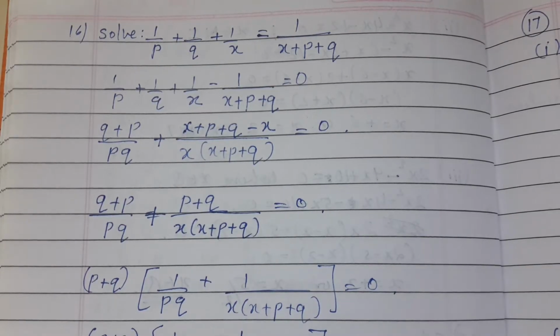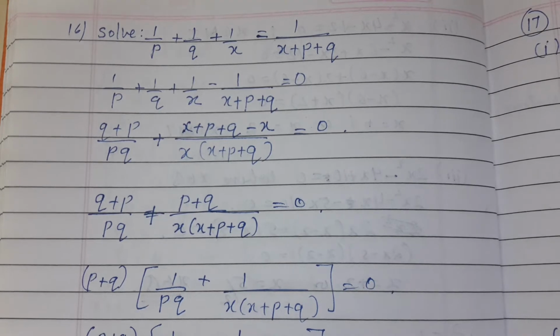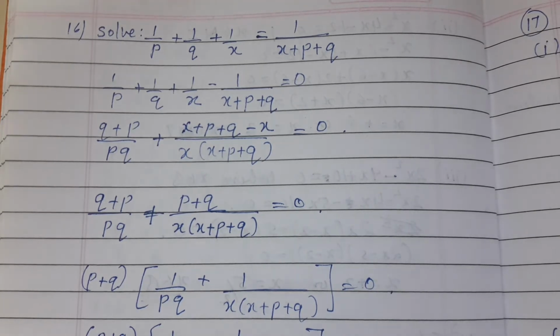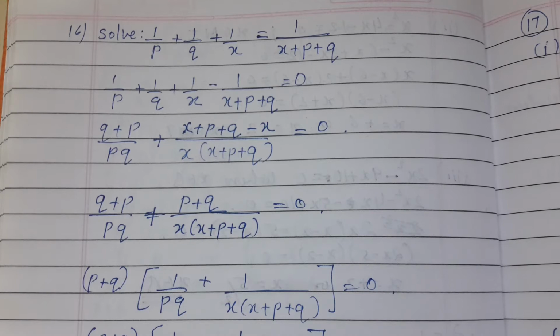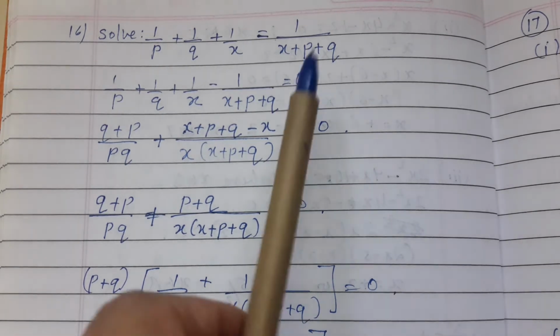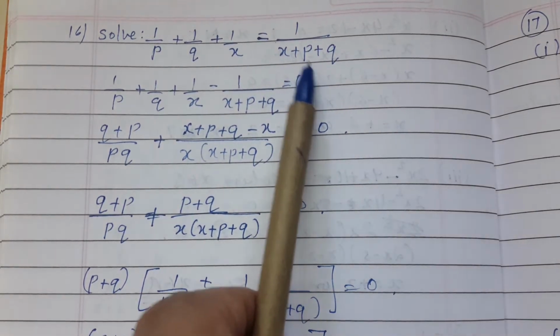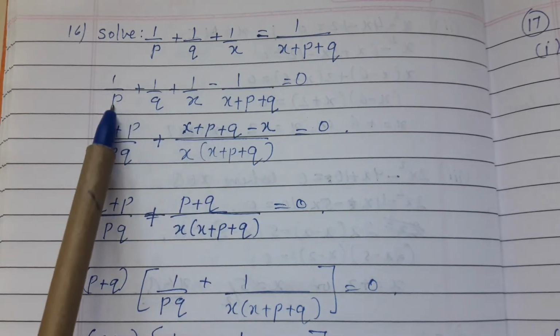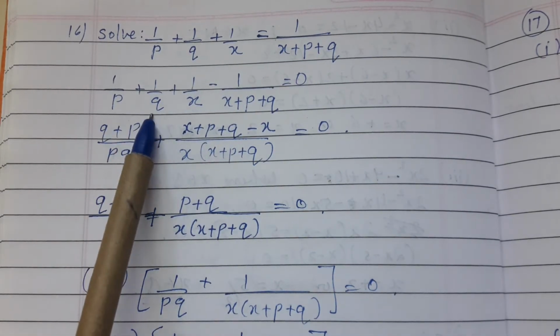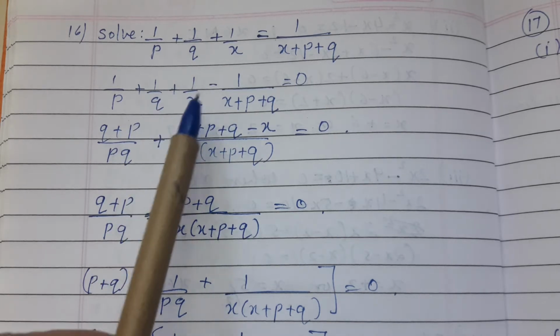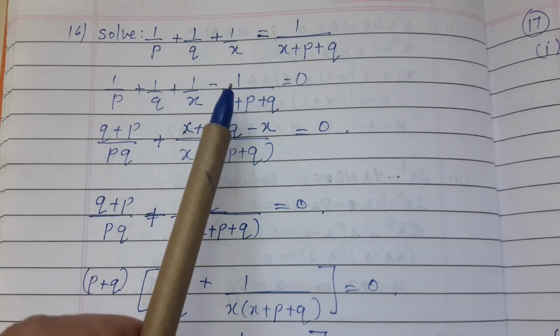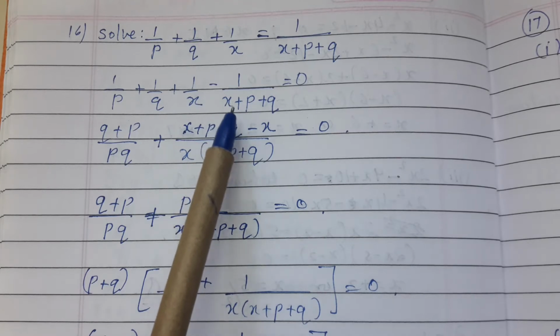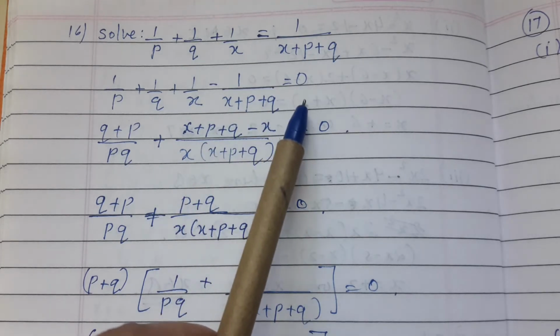16th sum, solve 1 upon p plus 1 upon q plus 1 upon x equals 1 upon x plus p plus q. We will transpose this term to the left hand side. We will get 1 upon p plus 1 upon q plus 1 upon x minus 1 upon x plus p plus q equals 0.